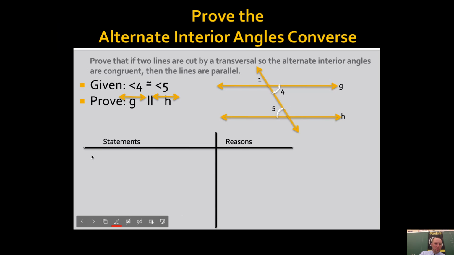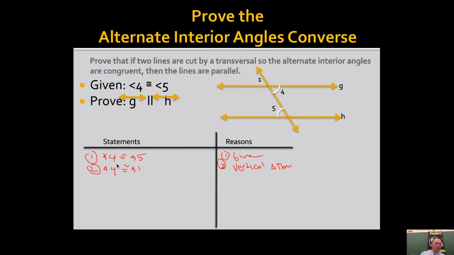Okay, so step 1 would be angle 4 is congruent to angle 5. That's given. Now the next thing you need to do is recognize the relationship that angle 1 and angle 4 have. I'm going to write it like this. Angle 4 is congruent to angle 1. What kind of angles are those? They're vertical. So we're using the vertical angle theorem to show that they're congruent.